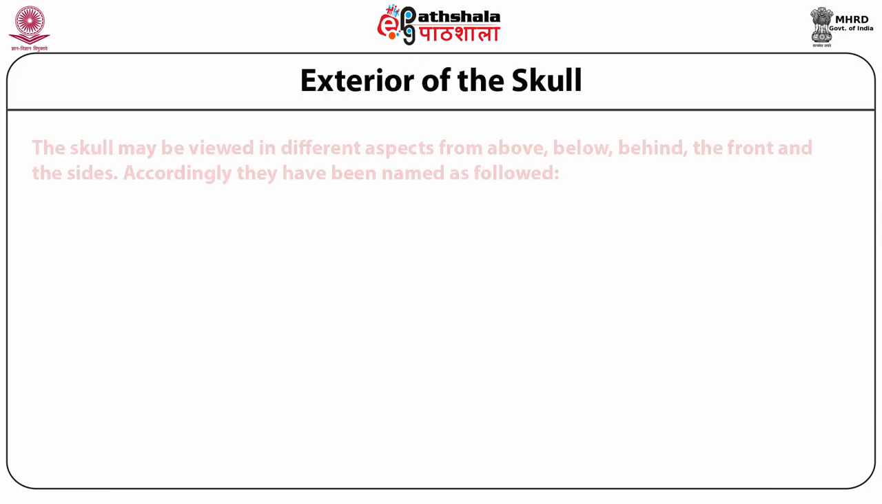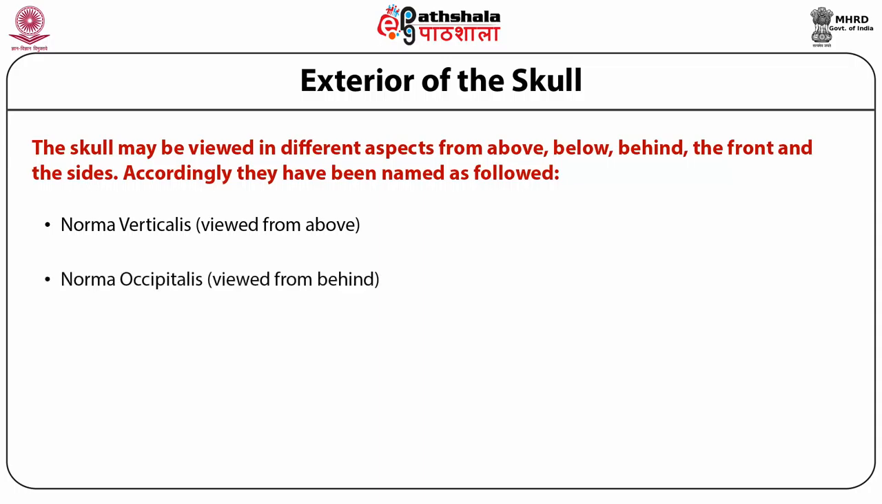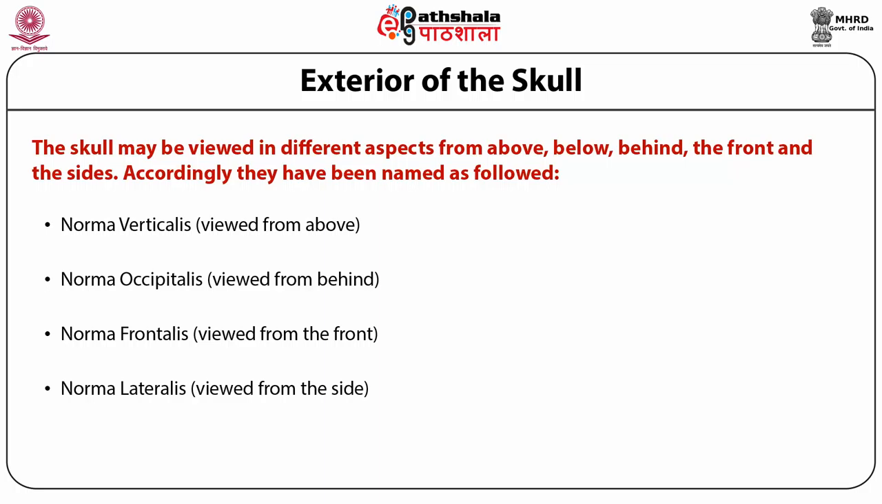Exterior of the skull. The skull may be viewed in different aspects: from above, below, behind, front, and the sides. Accordingly, they have been named as follows. Norma verticalis, when viewed from above. Norma occipitalis, when viewed from behind. Norma frontalis, viewed from the front. Norma lateralis, when viewed from the side. Norma basalis, when viewed from below.